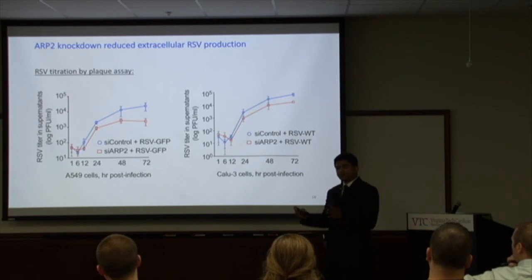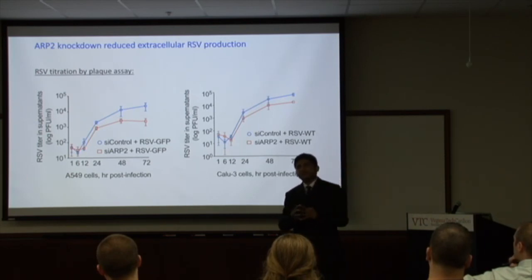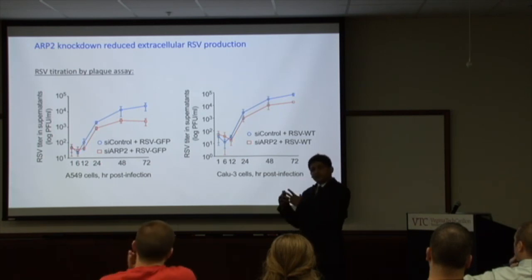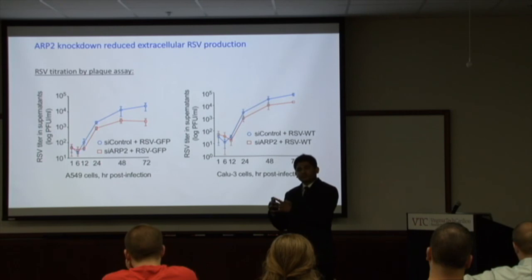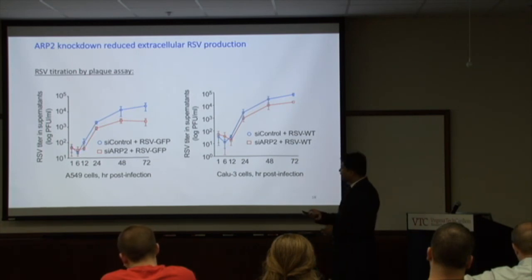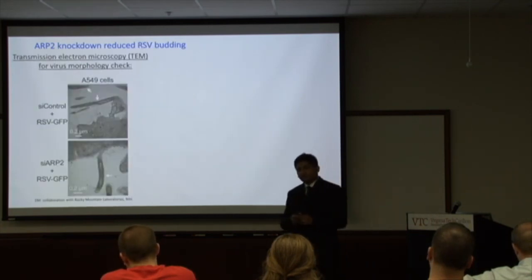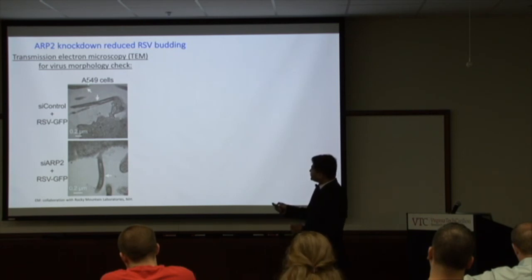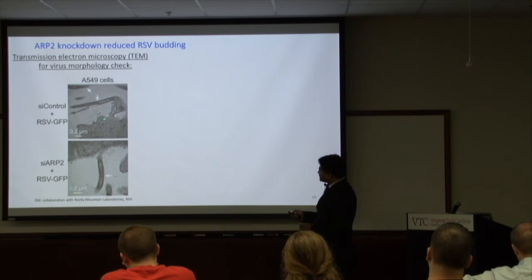It suggests that we were able to identify the ARP2 effect in virus production through an independent cell line, but more likely it is involved in the RSV spread process. We wanted to investigate further whether ARP2 is involved in virus morphology or the budding process. To do that, we used transmission electron microscopy to check the infected cells and look for virion production.